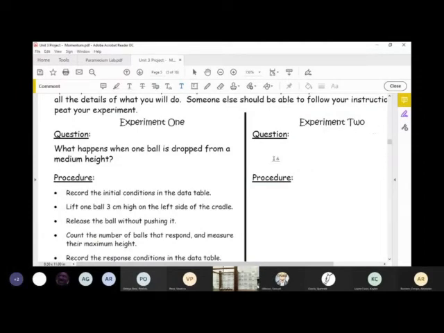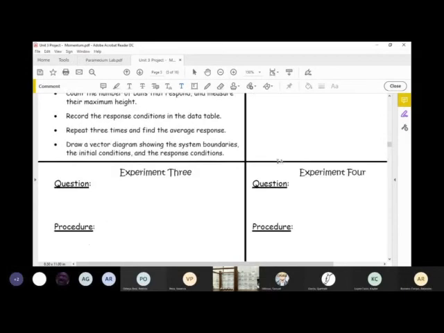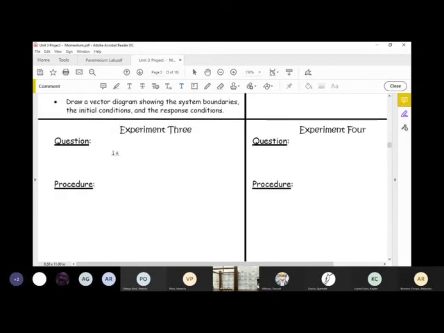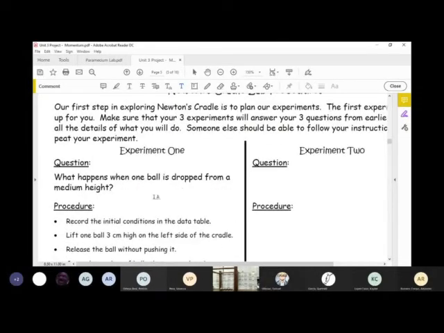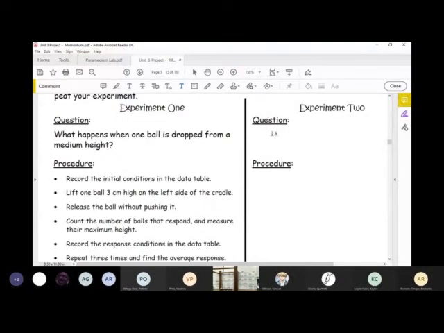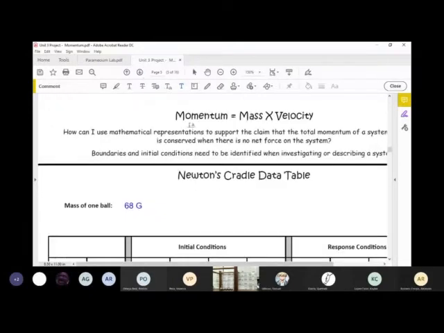Experiment 2 should answer question 1. Experiment 3 should answer question 2. I know they don't match and that's probably confusing, but that's because I inserted an additional question, right? What happens when one ball is dropped from a medium height? So your questions should match between pages 3 and 5, and they should also match with page 6.